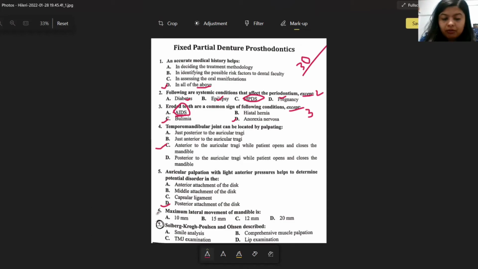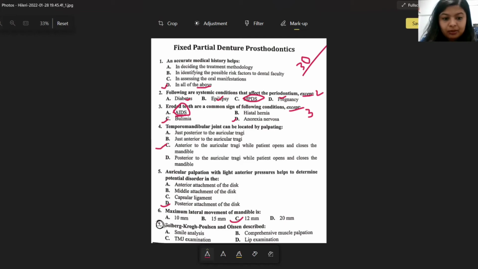Then there will be straightforward factual questions like, maximum lateral movement of mandible is how much? 10, 15, 12, 20. So it is like, if you know, you know; if you don't, you don't. So if you know, attempt it. Otherwise, don't guess among the numbers, okay? This is the biggest blunder. If you know that, yeah, it's 12 millimeter, the maximum lateral movement, then do it. Otherwise, do not. कि हाँ, मैंने कहीं ये पढ़ा था, वो पढ़ा था. Don't do that, okay? It will just push you towards the negative marking.